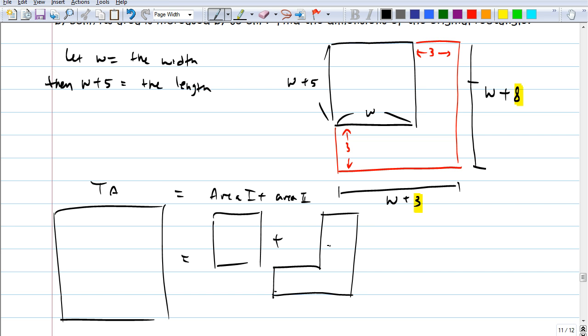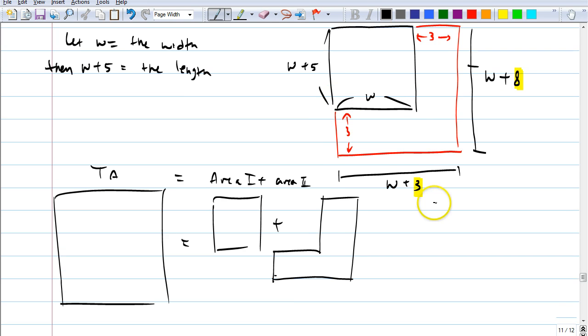Let me pick somebody at random here. Yes? W plus 8 in parentheses times W plus 3 equals W plus 5 in parentheses times W plus 60. Very good. How many people got this?